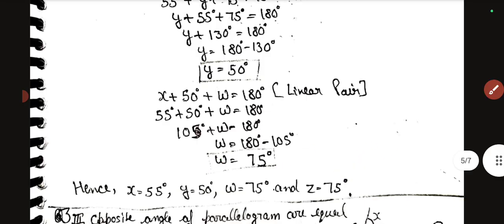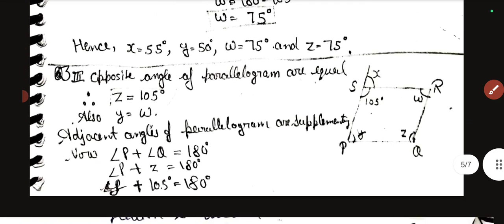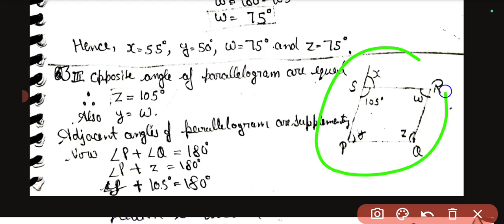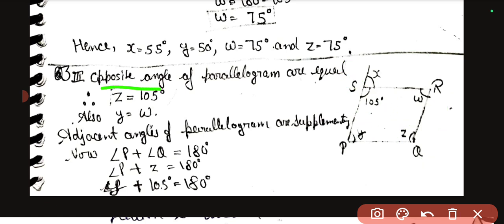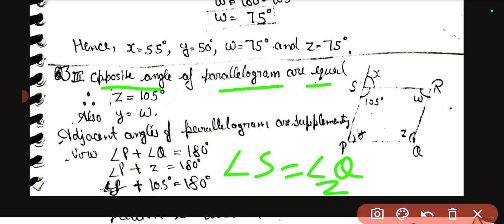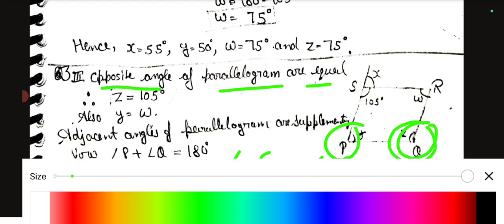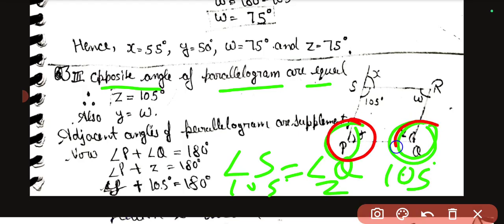Now next question is question number 3, third part. This is a diagram. Okay, so here you can see q angle and s angle are opposite angles. In a parallelogram, opposite angles are equal, so angle s is equal to angle q. What is the value of q? It is z. What is the value of s? 105. So from here the value of z is 105. Clear? So next, these angles are adjacent to each other, angle p and angle q. Angles p and q are adjacent, so the sum of p and q is 180 degrees.